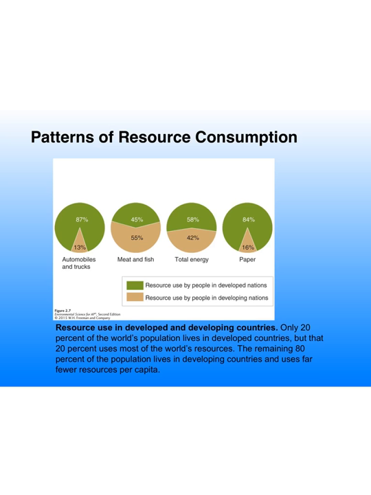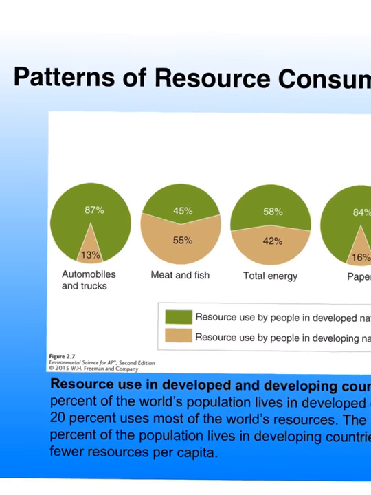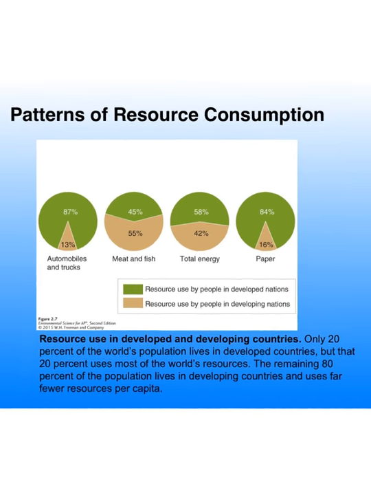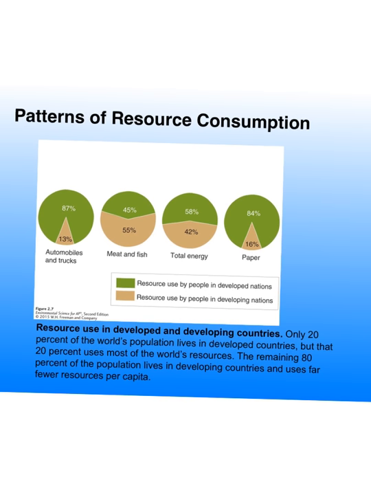All right, patterns of resource consumption. You need to know this graph. I'm not going to go over it too much. Just notice the difference between tan and green. Make sure you know what developed nations consume the most, and by what virtue they consume the most. So make sure you know that. And this is a really crazy fact right here. Only 20% of the world would be considered more of the higher developed, but we use up most of the world's resources.